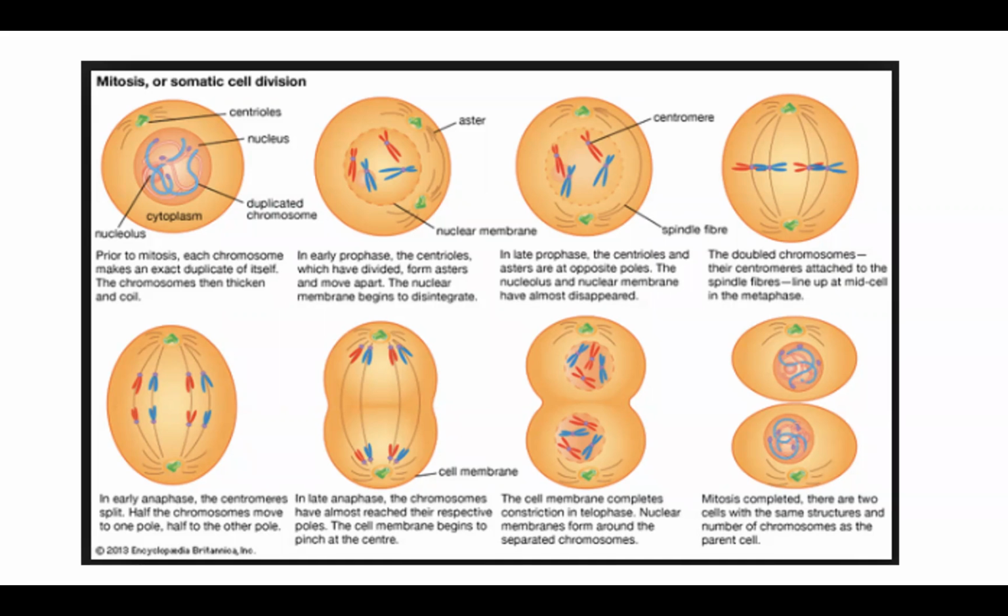So in mitotic division, we are going through the process of prophase, metaphase, anaphase, telophase, and cytokinesis, where the process of mitosis is complete. There are two cells with the same structures and chromosomes created as the parent cell.